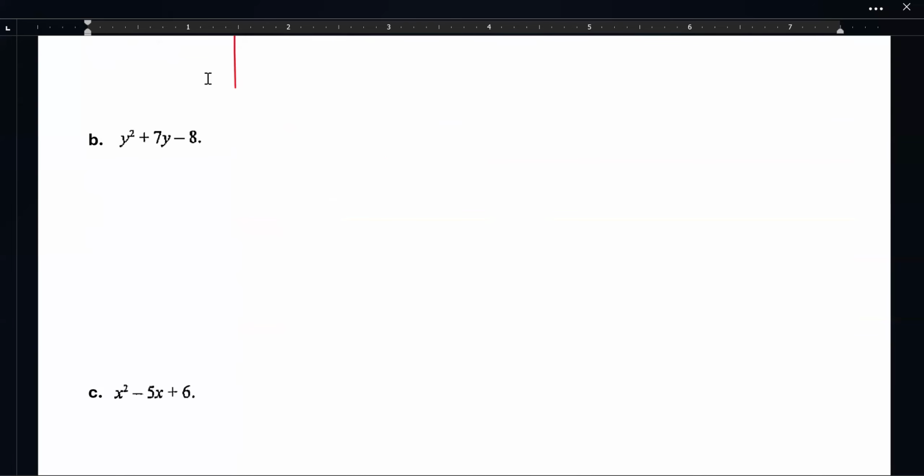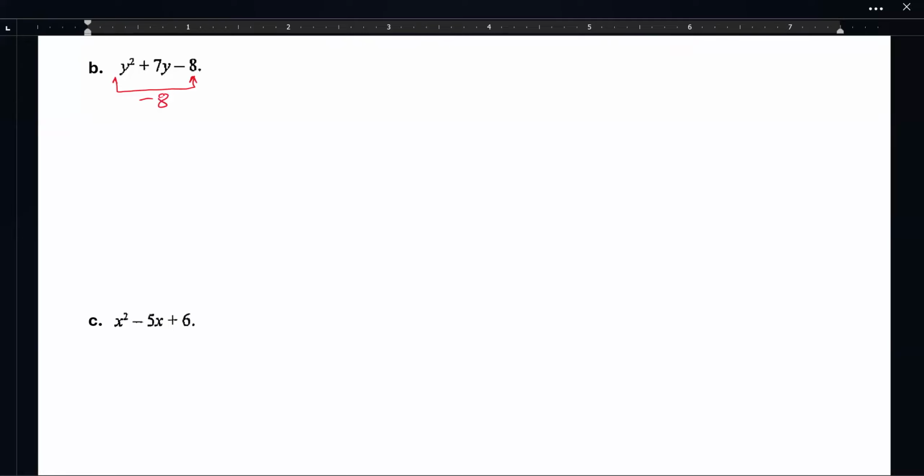Okay, let's take the next question, part B. Again, the first important thing, you must multiply the first and the last number. Yes, and you found the product as minus 8. Let's think about 8. It could have been 8 times 1. It could have been 4 times 4. No other option.